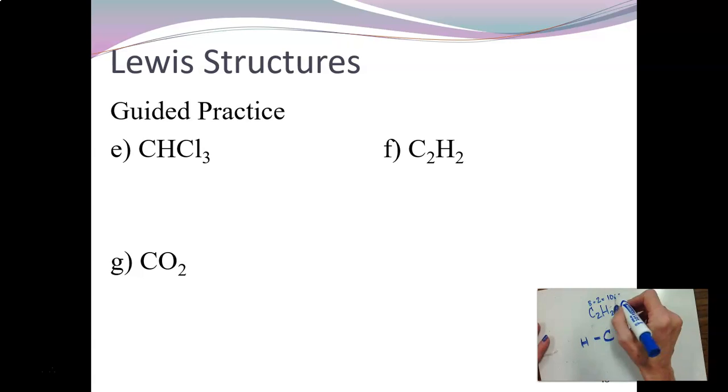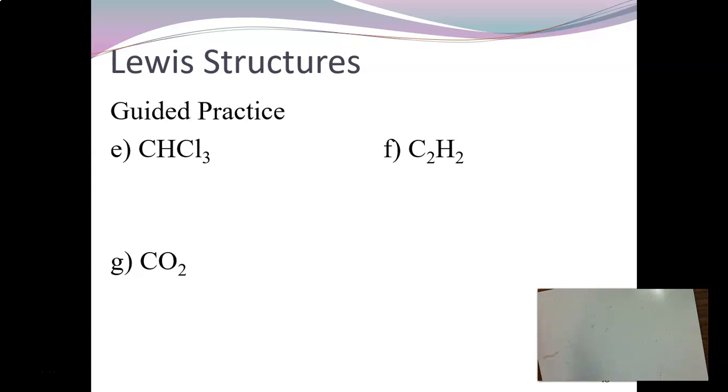So let's check to make sure we've got 10 electrons. 2, 4, 6, 8, 10. Perfect. Okay, what shape is that? It's just in one long line. Linear. It's a linear molecule. Okay, starting to see how these work?